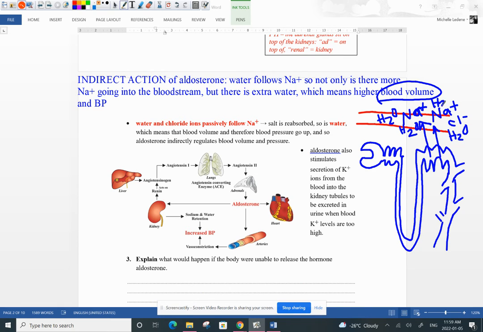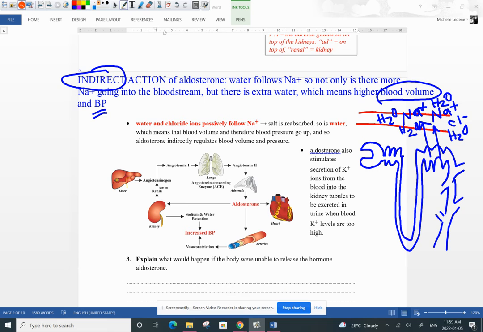It's just like turning on a tap, right? All of a sudden you turn the tap on, there's more water flowing through or flowing out like a garden hose, and it swells up. So higher blood volume and the blood pressure goes up. So this is the indirect action, not the main action.